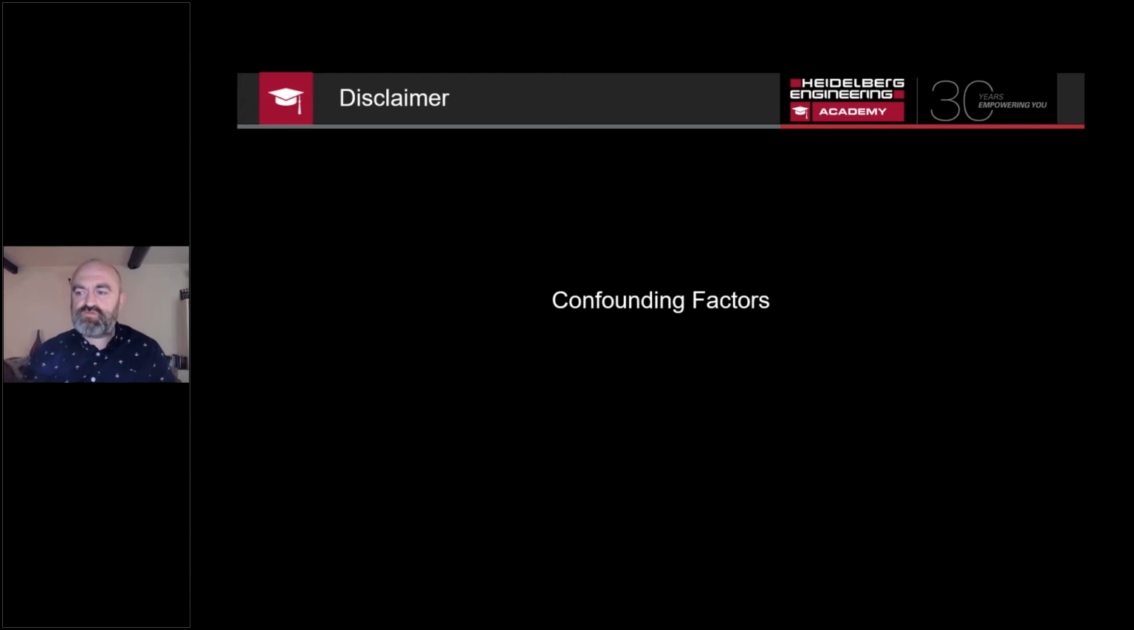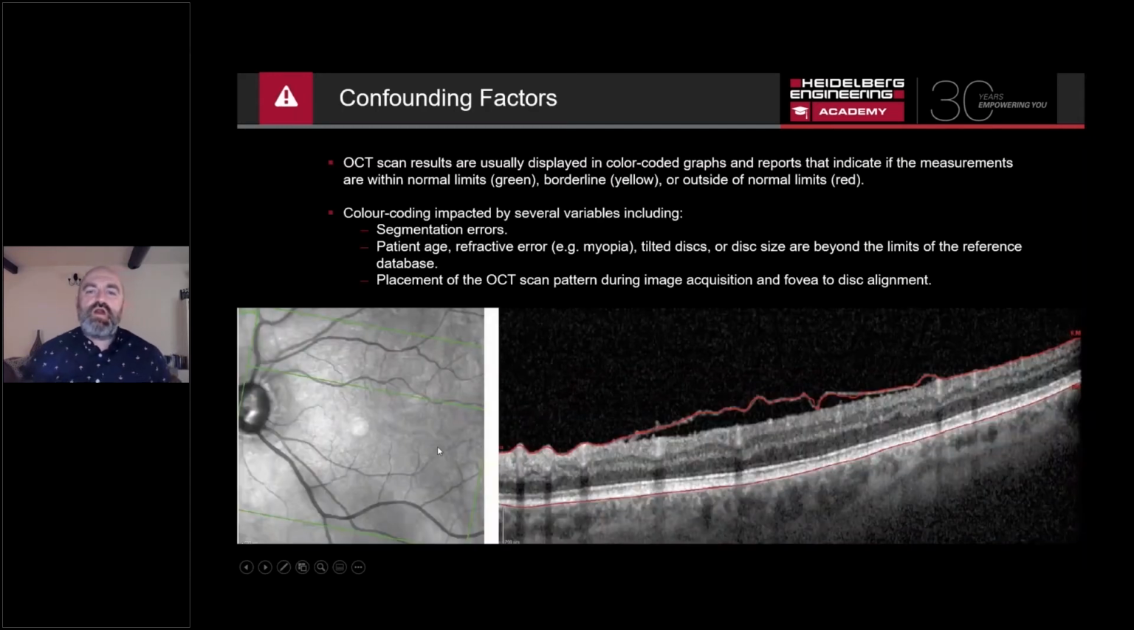So OCT, as great as it is, isn't always perfect, like everything else. We often face confounding factors, and really, when it comes to using it as a tool for analysing glaucoma, the key really is understanding what these confounding factors are. And one of the main ones we need to be aware of is other pathologies on the retina.